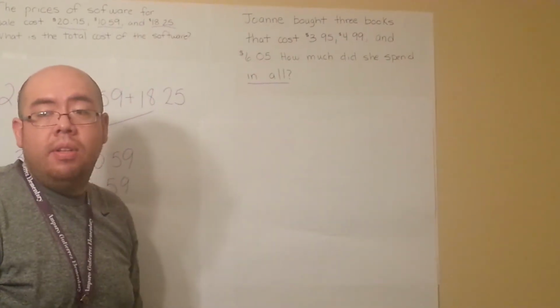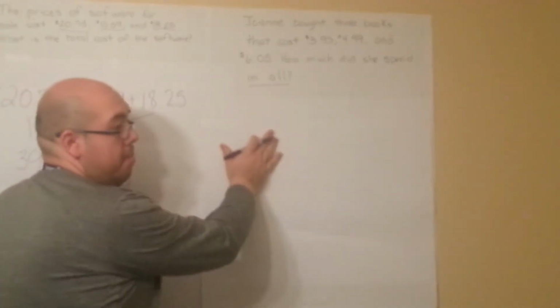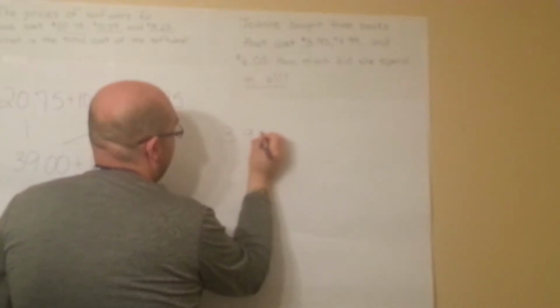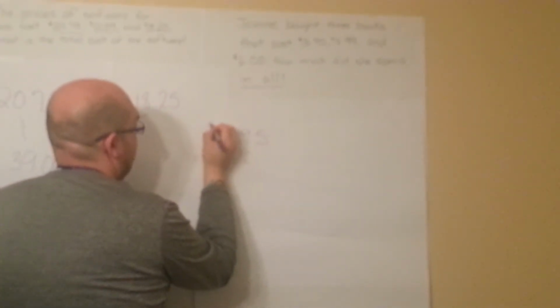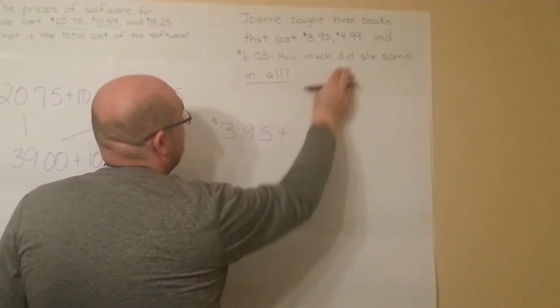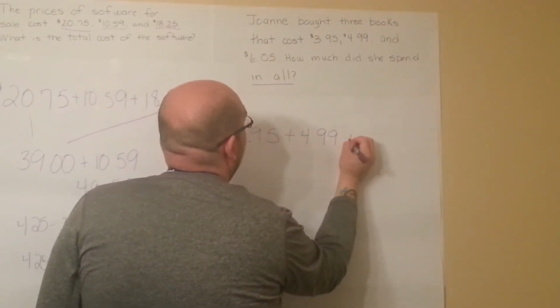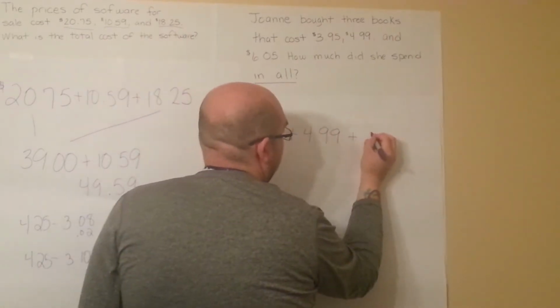What should I do with my values? Let's write them down. So let's take our first one, $3 and 95 cents. Don't forget your decimal. And we're adding the next one, $4.99. And the last one, $6.05, okay?